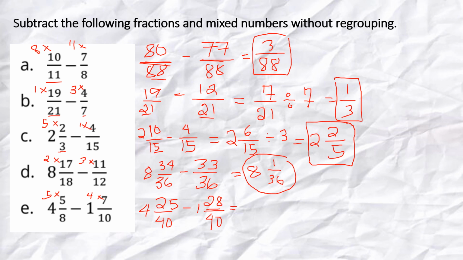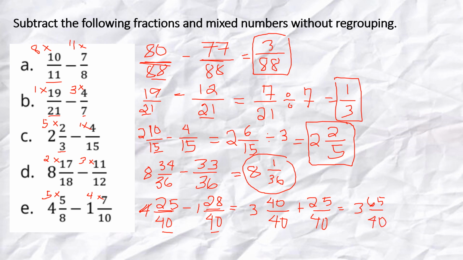Next, we need to subtract now. To solve this problem, we need to regroup our first mixed number, since 25 cannot be subtracted by 28, so we need to borrow from our whole number, which is 4. So 4 will become 3, and the one whole that we borrowed will be changed into 40 over 40 by copying the denominator. And then we need to add 40 over 40 to the fraction 25 over 40. So we have 3 whole and 65 over 40.